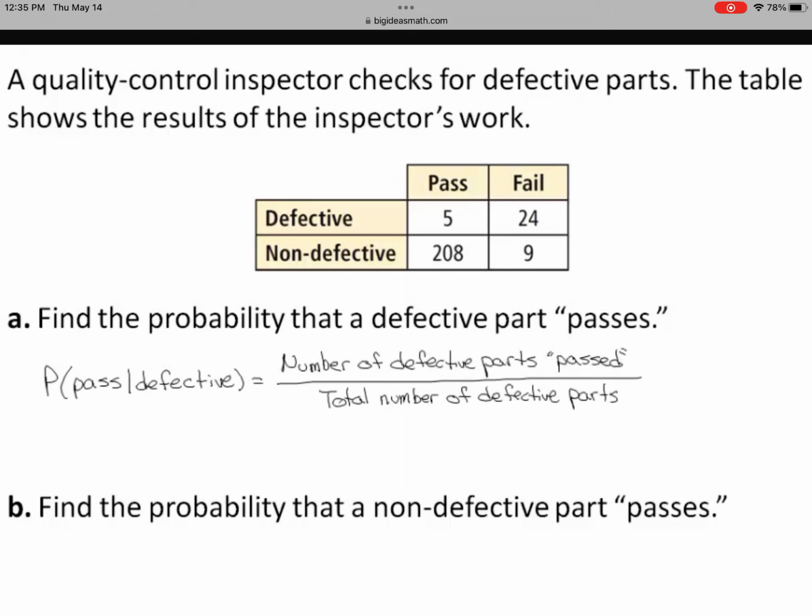The probability that a defective part passes equals the number of defective parts passed divided by the total number of defective parts. The table shows that the number of defective parts passed is 5, and the total number of defective parts is 5 plus 24. So the probability that a defective part passes equals 5 divided by the quantity 5 plus 24, which equals 5/29, or approximately 0.172, or about 17.2%.